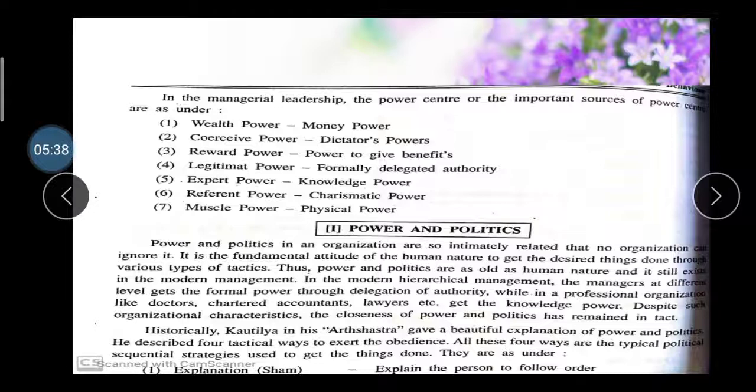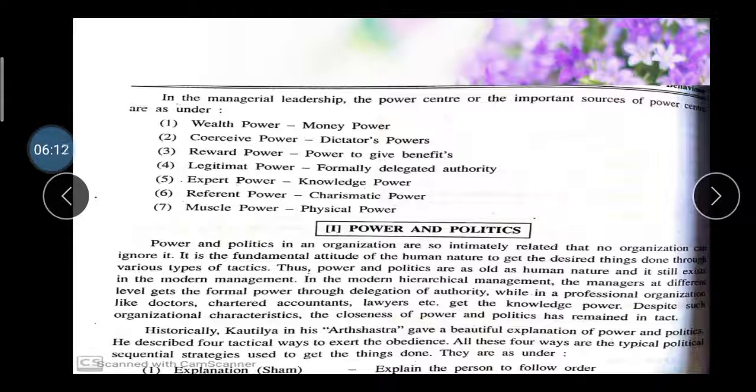In the hierarchy model, there are three types of power in organizational management. Hierarchical power is given to managers at different levels, who get formal power through the delegation of authority. In professional organizations, such as doctors, chartered accountants and lawyers, people get knowledge power. Despite this, there are organizational characteristics, and it is considered that power and politics remain tactful.